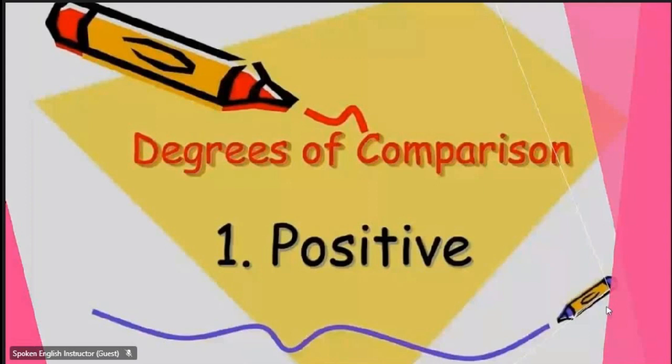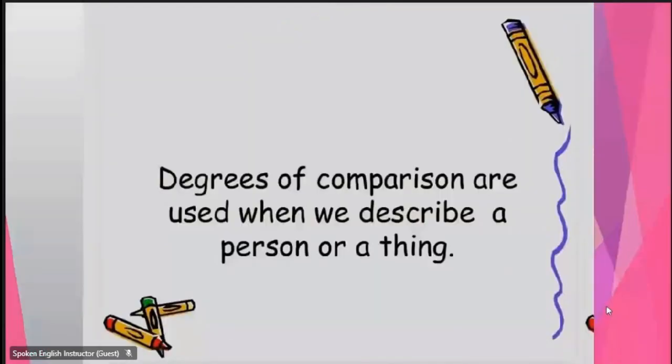There are three degrees: positive, comparative, and then there comes superlative. So, let's see the definition of degrees. Degrees of comparison are used when we describe a thing or a person. It can be one thing or one person, it can be two or more than two as well.